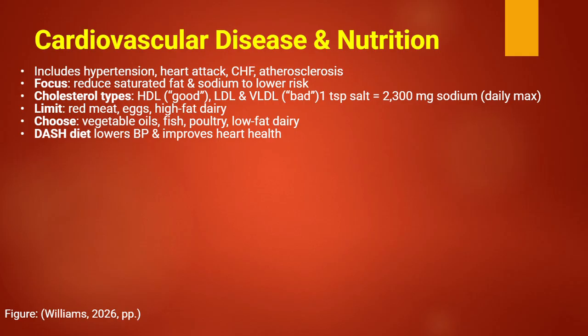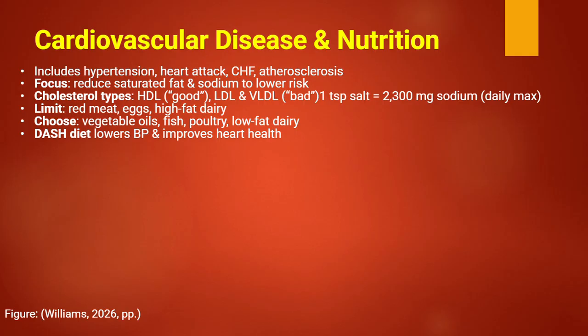There are 3 main types: high-density lipoprotein, HDL, known as good cholesterol because it helps remove cholesterol from the bloodstream; low-density lipoprotein, LDL, often called bad cholesterol, which contributes to plaque buildup; and very low-density lipoprotein, VLDL, which carries triglycerides and also contributes to plaque formation. To lower cholesterol, patients should avoid foods high in saturated fats, such as red meat, eggs, and high-fat dairy products, and instead include foods that help lower cholesterol, such as vegetable oils, fish, poultry, and low-fat dairy products.